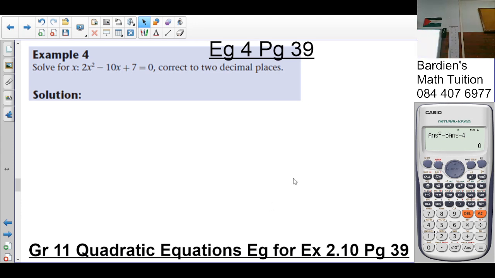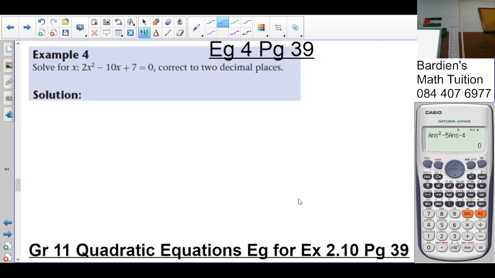I can either divide by 2 or factorize the 2. I'm going to factorize the 2, although it's going to be a bit easier to divide by 2. I'm going to factorize by 2 because if it was an expression, that is what I would have done. Okay, so as I said, I'm going to treat it as an expression.